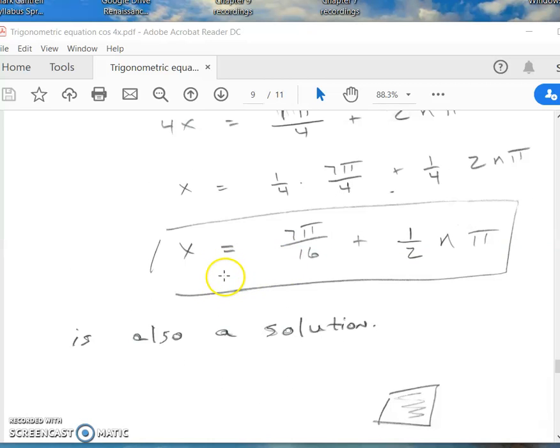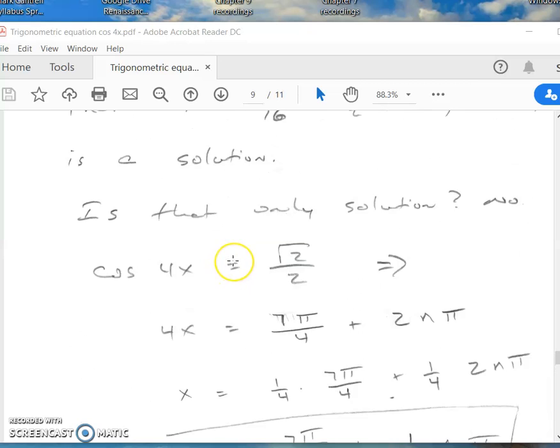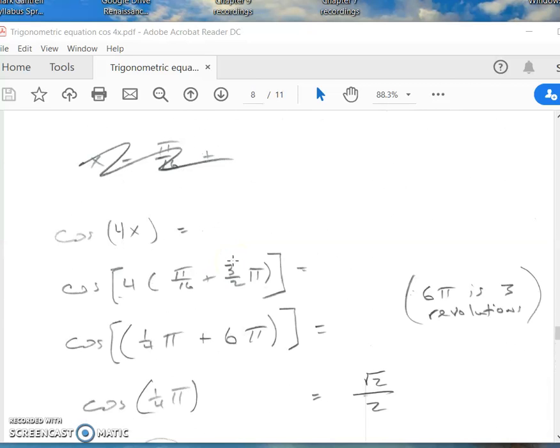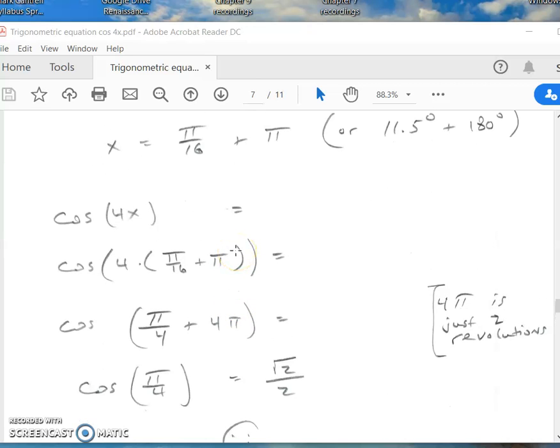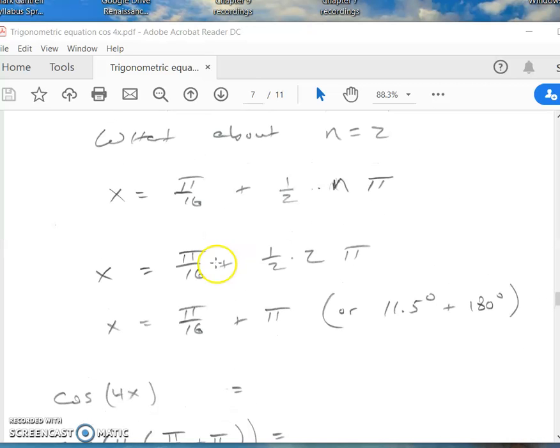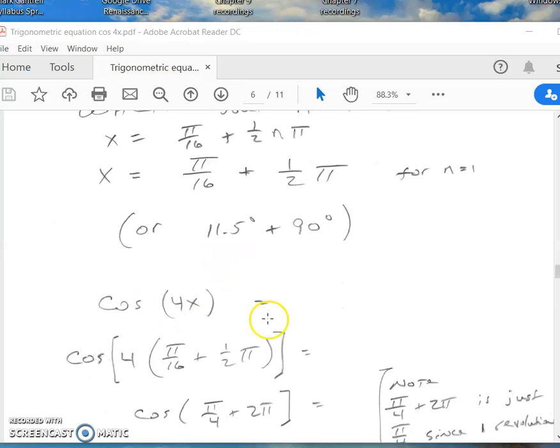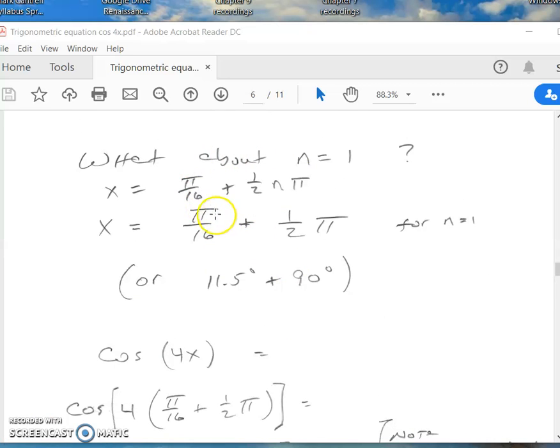Now, the only other thing I want to point out is coming back up here, when we were coming up with these things. Give me 1 second. Okay, so we have this family, pi over 16 plus 1/2 n pi. As an example, pi over 16 plus 1/2 pi if n is equal to 1. A common little difficulty that students have is, at least I did anyway.